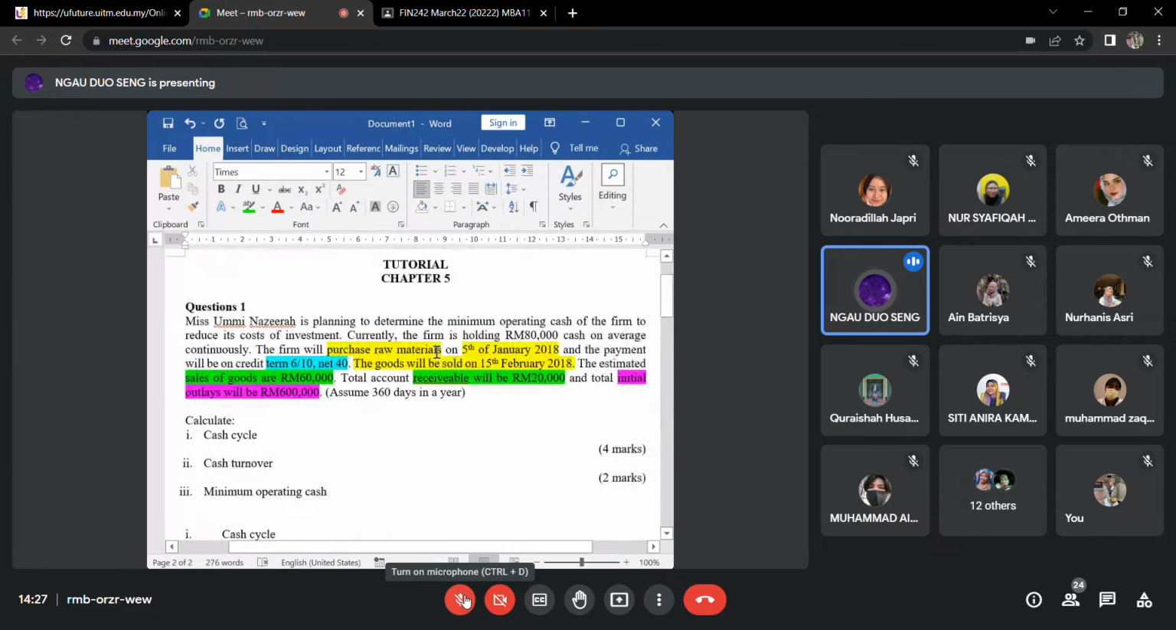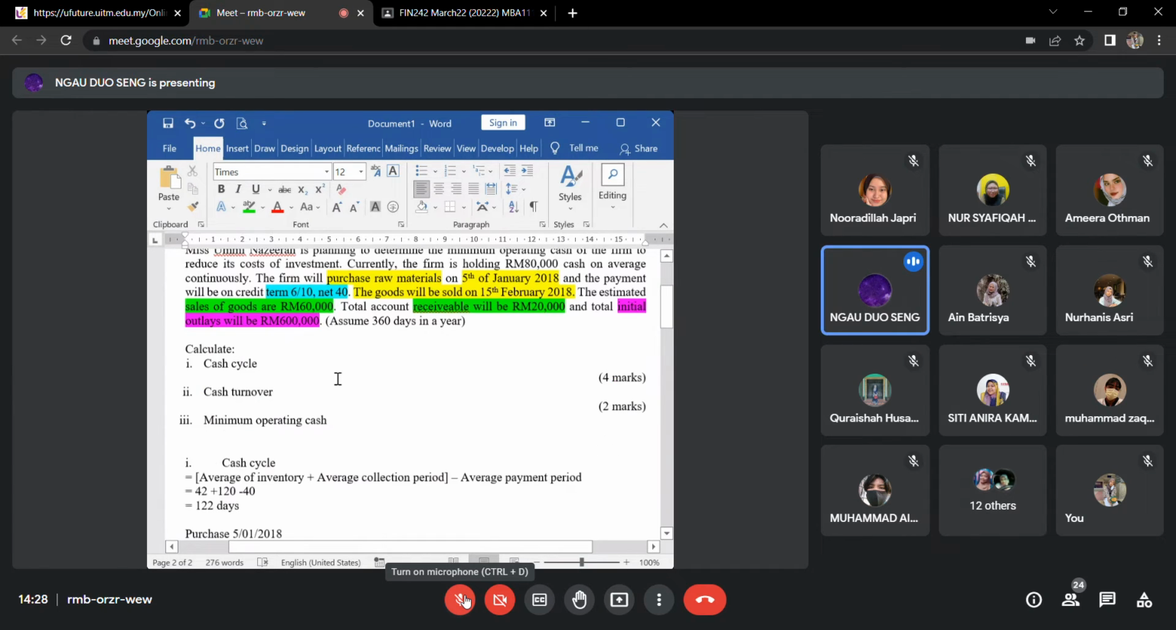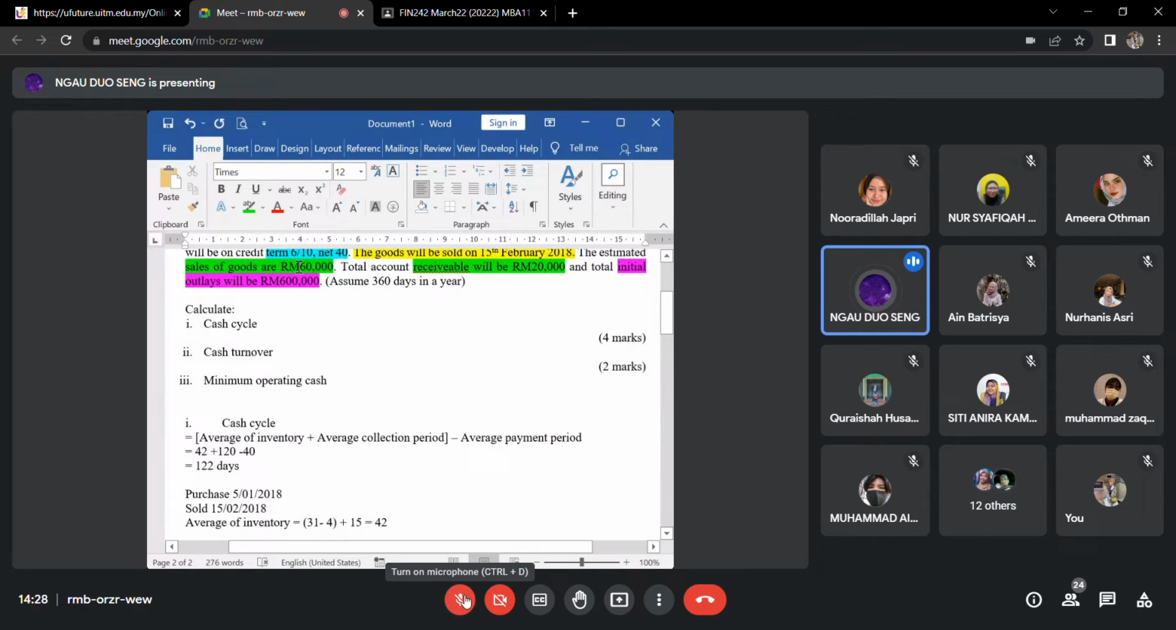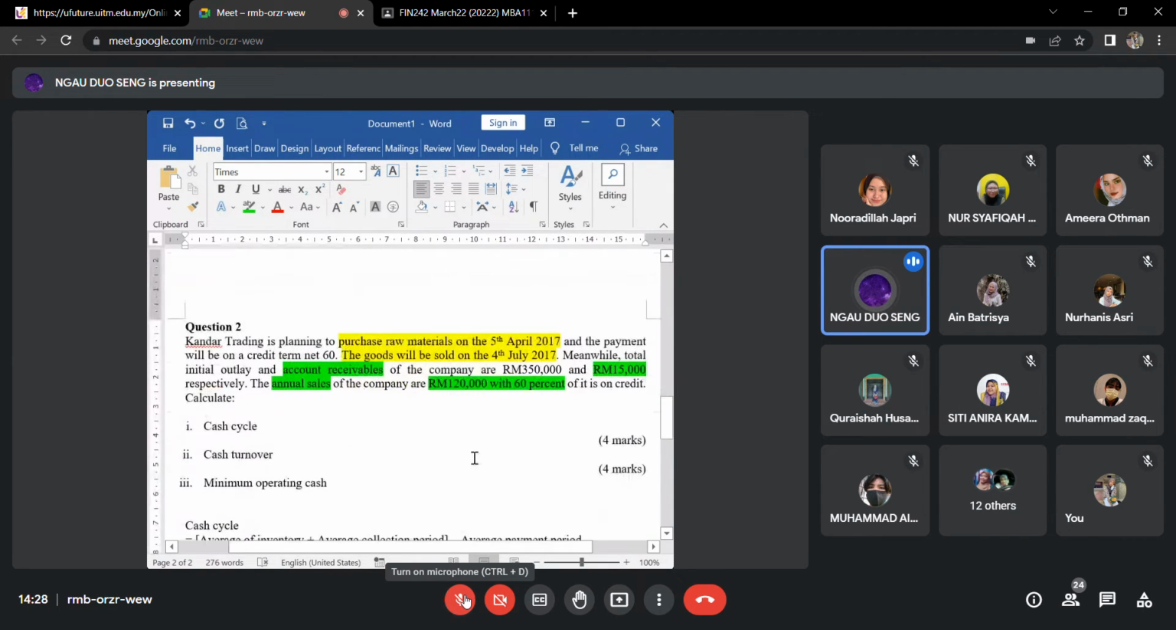If you refer back to question 1, they gave sales, right? The estimated sales of goods are 60,000. In that case, they did not tell how many percent is credit sales or cash sales. Then we just take 60,000. This is the difference. We use 60,000 because the question did not mention whether it is credit or cash, so we just take the total. For question 2, they mention 60% is credit, so we just use credit.